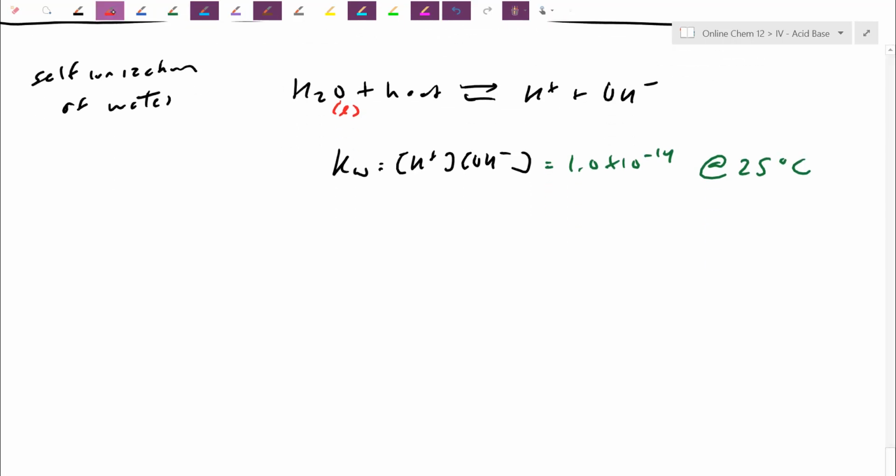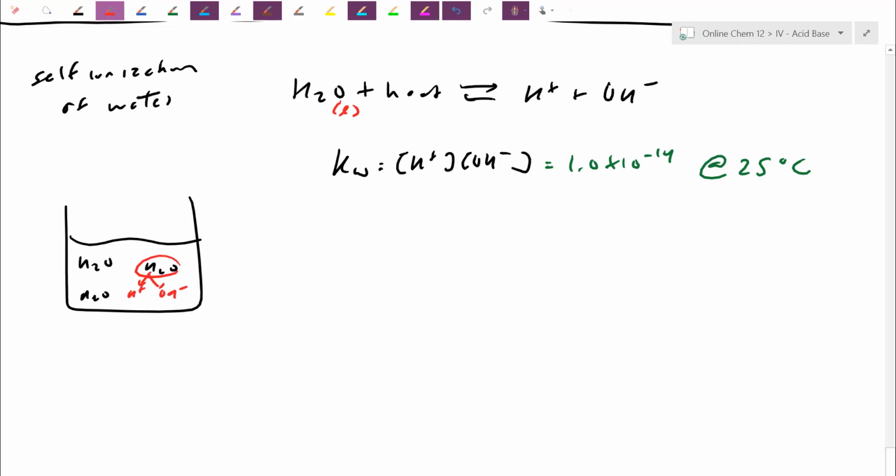Pretty much what's happening here is if I just take a solution of just water, I would have expected all of the particles just to be H2O. What this self-ionization tells me is water has a slight ability to form H plus and OH minus, but because this constant is so small, that actually means reactants are favored. That means the concentrations of H plus and OH minus are really low.